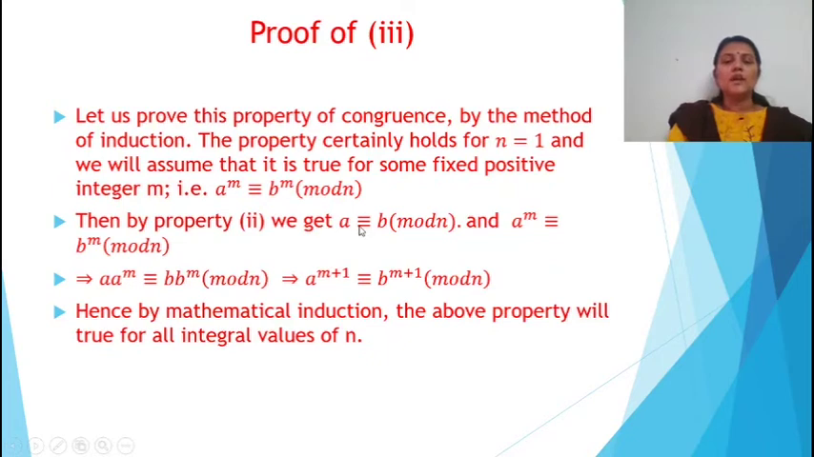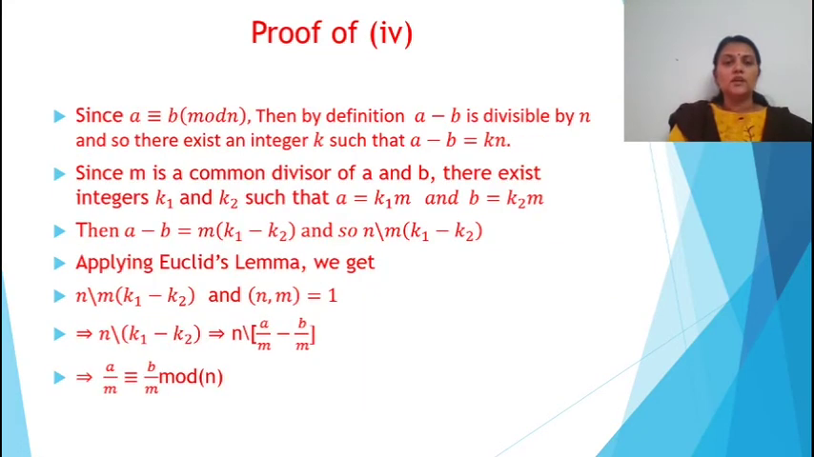So we have a congruent to b mod n and a raised to m congruent to b raised to m mod n, which gives a into a raised to m congruent to b into b raised to m mod n, which is a raised to m plus 1 congruent to b raised to m plus 1 mod n. So the property is true for n equal to m plus 1. Therefore, by mathematical induction, the above property is true for all integral values of n. Now we have the proof of 4.